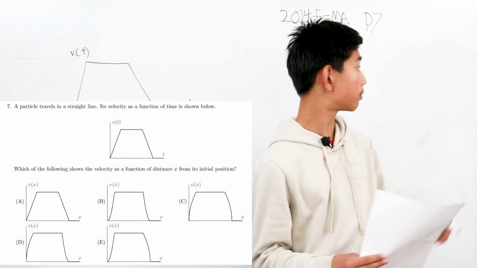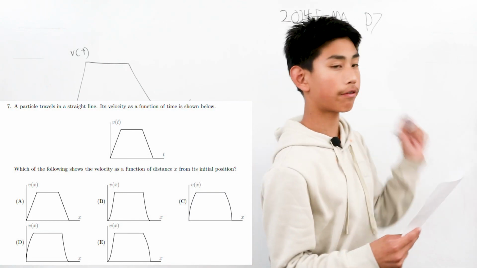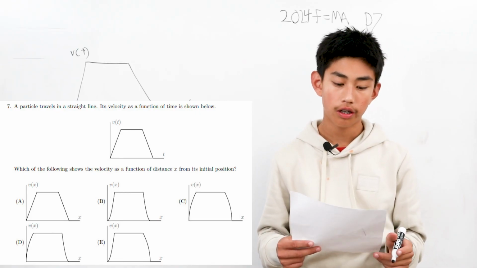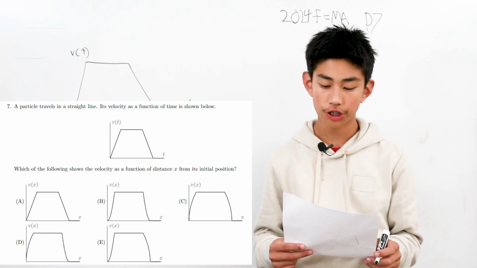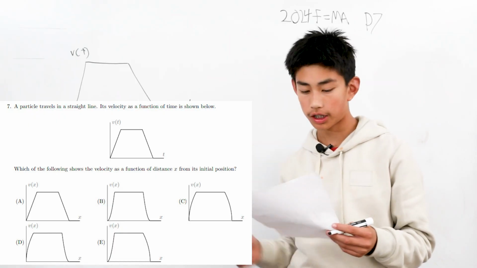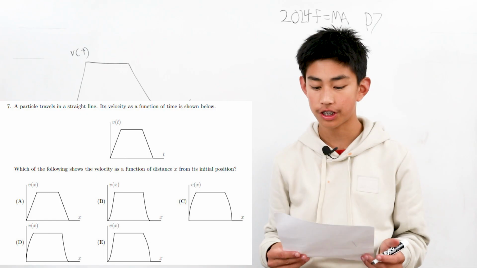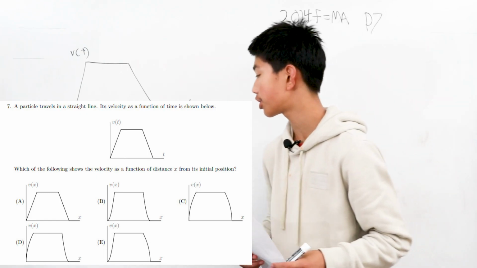We're solving problem 7 from the MA exam. A particle travels in a straight line. Its velocity as a function of time is shown below right there. Which of the following shows their velocity as a function of distance from its initial position?